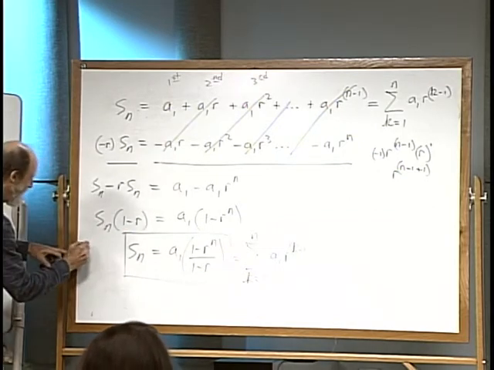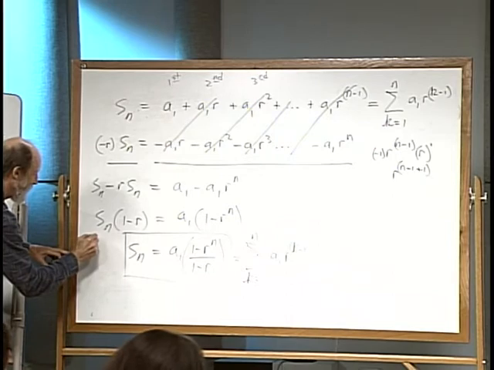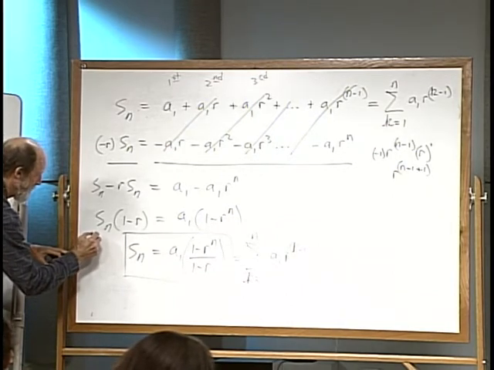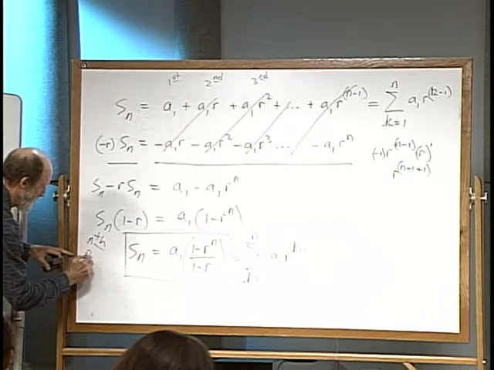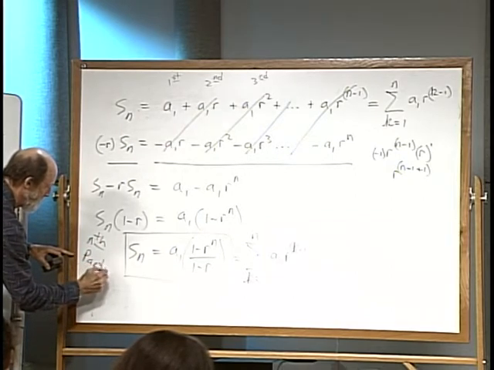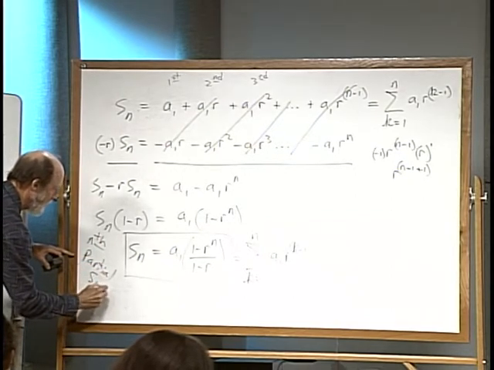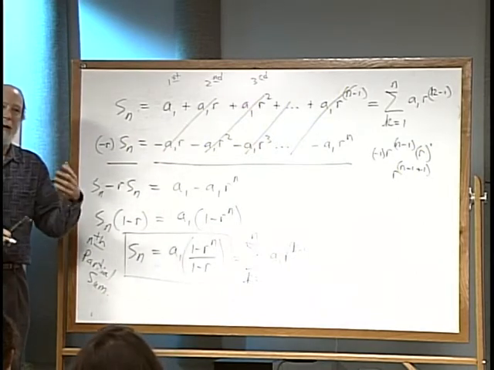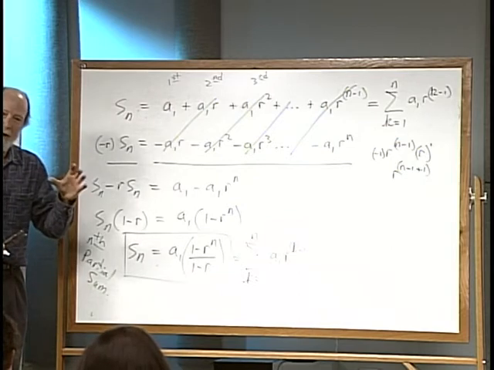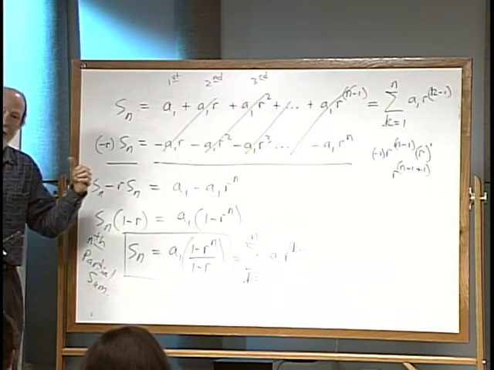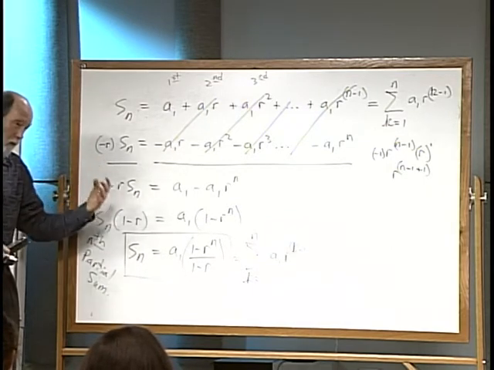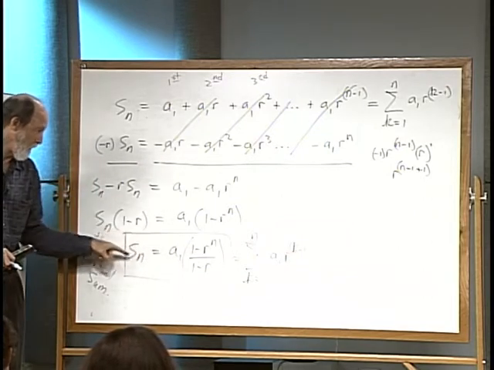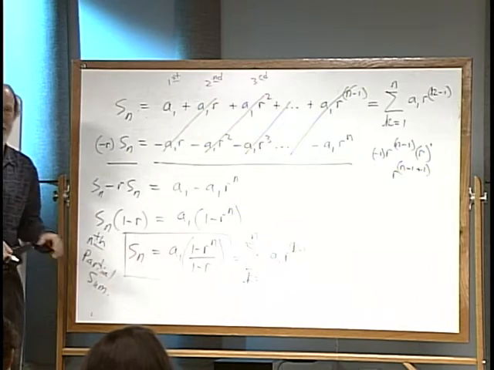Good, okay. This is called the nth partial sum. So similar to the arithmetic sequence and series, we have now a formula for the nth term of a geometric sequence, and we also have a formula for the sum of n terms of a geometric sequence.